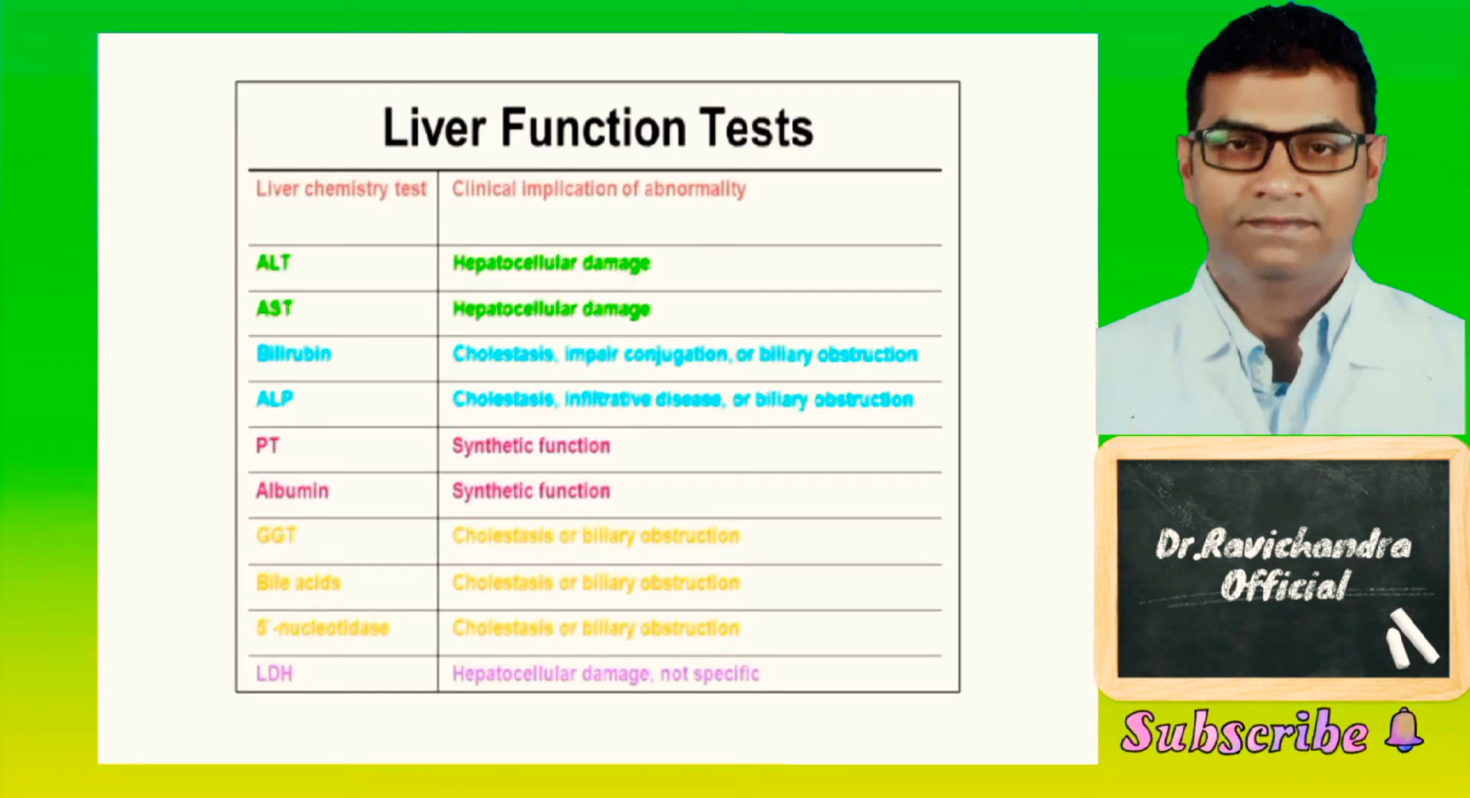Clinical implication of these abnormalities. Liver chemistry tests: ALT and AST will tell hepatocellular damage. Prothrombin time and albumin will help in knowing the synthetic function, and bilirubin, ALP, GGT, bile acids, 5-nucleotidase will all guide us in cholestasis or biliary obstruction. LDH helps in hepatocellular damage, but it is non-specific.